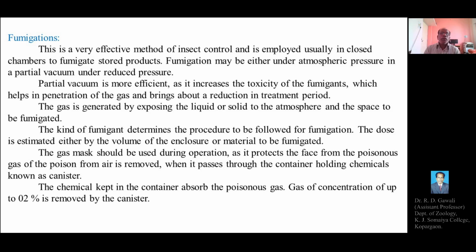The gas mask should be used during the operation. While fumigating, the operator should wear the gas mask so as to avoid inhalation of the fumigant gas or toxic gas. It protects the face from the poisonous gas, as the poison from the air is removed. So it is essential for the operator to use the gas mask to avoid the entry of poisonous gas through the respiratory tract when it passes through the container holding chemicals known as the canister.